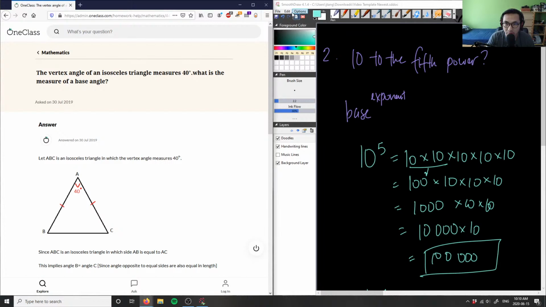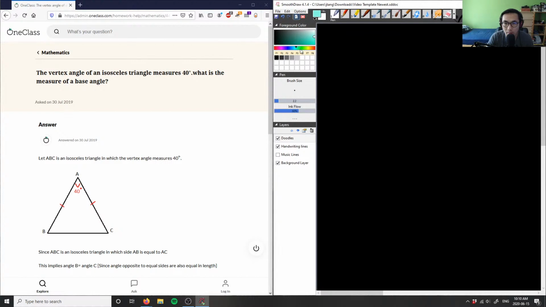All right, let's look at number 3. It's asking us, the vertex angle of an isosceles triangle measures 40 degrees. What is the measure of a base angle? So I like looking at this first half of our solution. I like what they're doing already because they have some type of diagram.